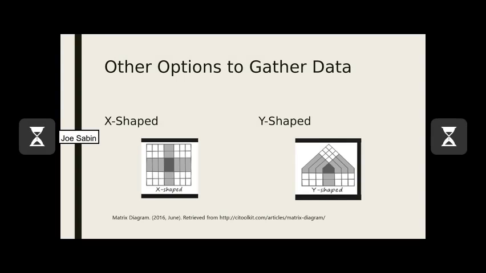Other options to gather data, I used 2 of the same type of matrix that we used in the L-shape, but there's actually more, and one's an X-shaped and one's a Y-shaped. The only difference between these is that an X-shaped will show the critical relationships between 4 groups of items on a circular flow, while a Y-shaped will do 3 items, critical relationships on a circular flow, compared to the L shape that we're discussing, which is 1 to itself, or 2. You can use 2 in an L as well.